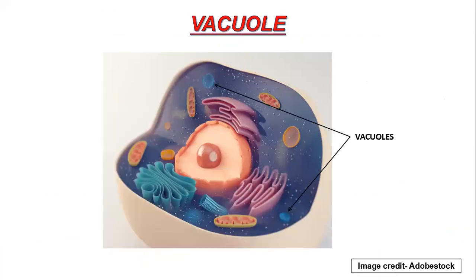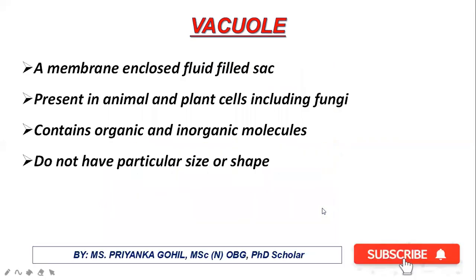Now we have the structure of vacuole. The vacuoles move freely in the cytoplasm. It is a tiny fluid-filled sac-like structure. These two are the vacuoles. Vacuoles are membrane-enclosed fluid-filled sacs, and they are present in both animal and plant cells, including fungi.